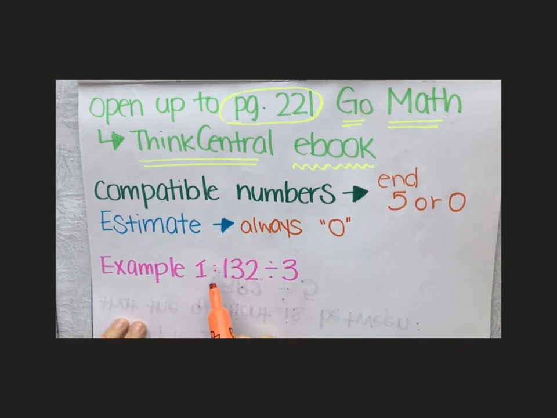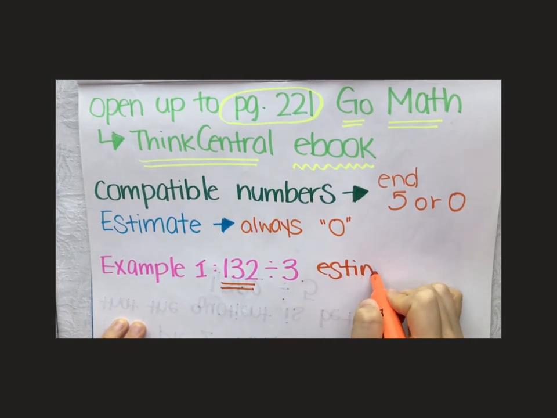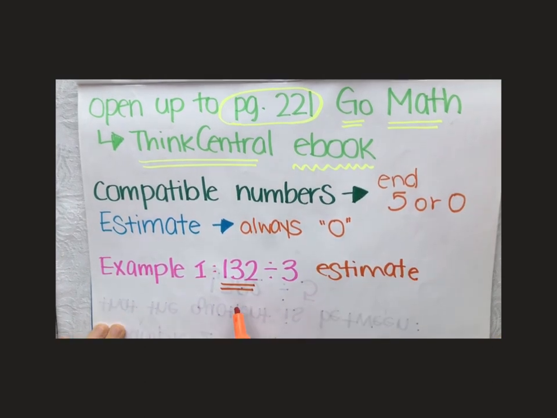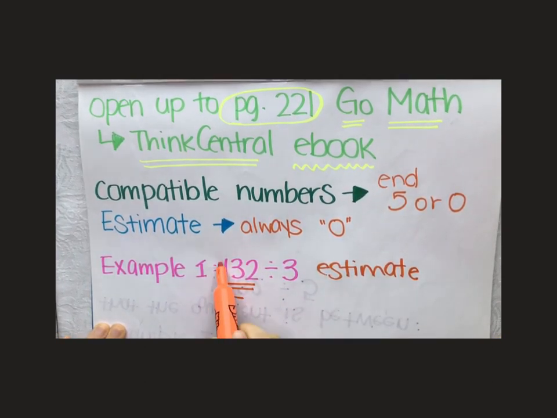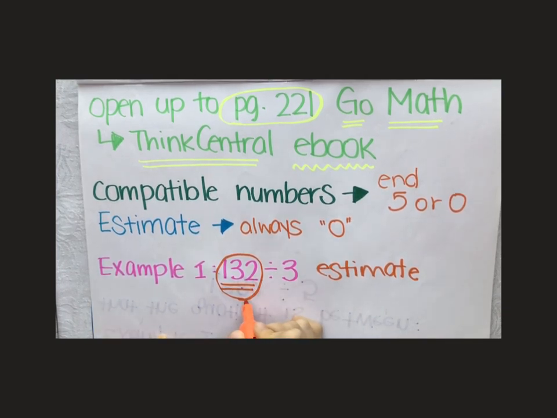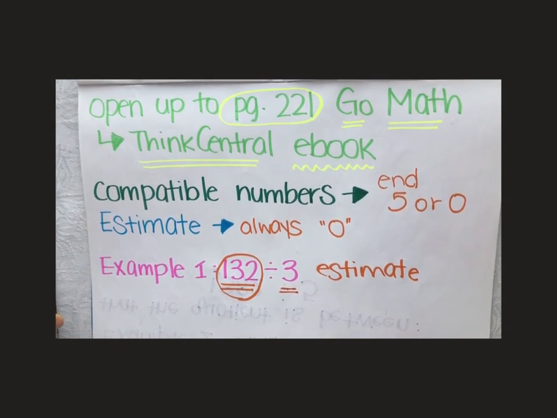So now let's take a look at the first example. I want you to estimate 132 divided by 3. If we are estimating, I want you to take a look at my dividend. My dividend is just too big. It is difficult for us to estimate using 132 divided by 3. So I want to change my dividend so that it is easier for us to divide with my divisor of 3.